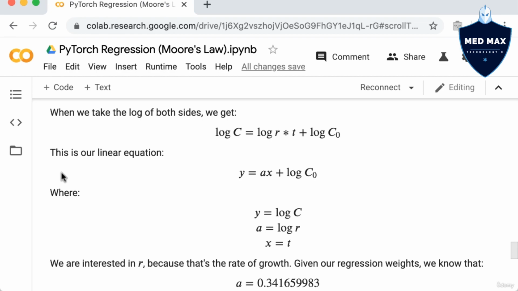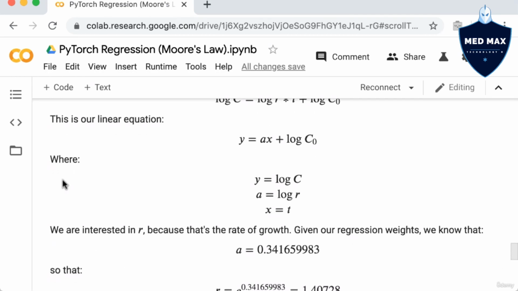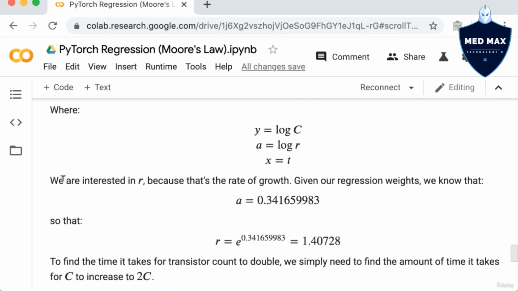Because a is equal to log r, we can just take the exponential of both sides to get that r is equal to e to the power a. From here, we can plug in the value for the slope that we found to get that r is equal to 1.407. Although, as you'll see, we won't need to use this value directly.